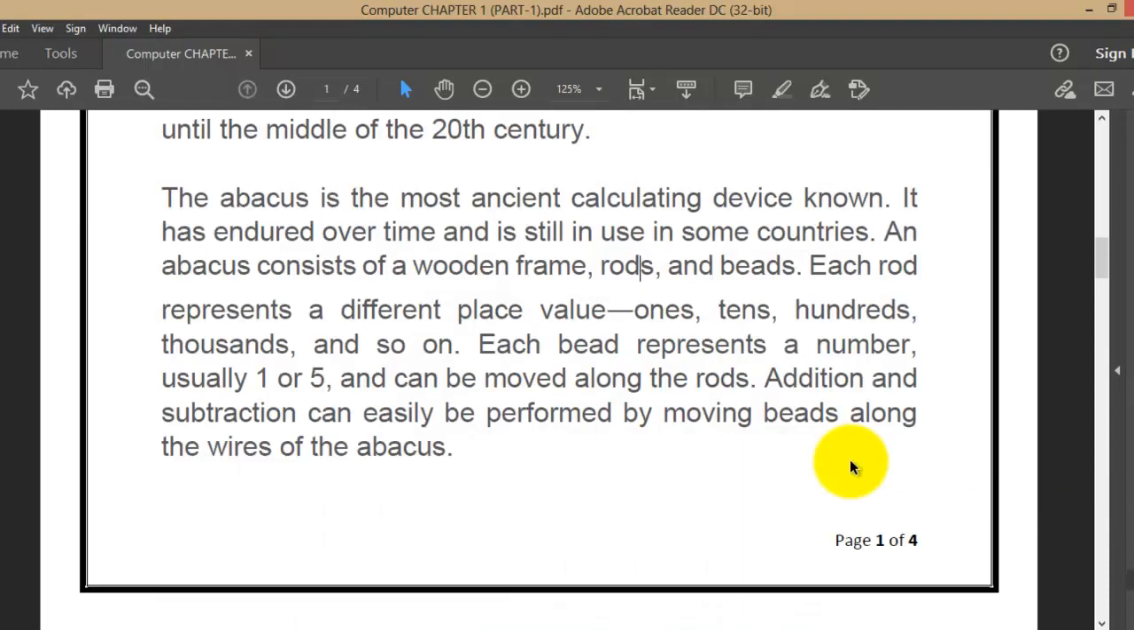So why are we using the abacus now? Because if we use an abacus, a small, simple device, it makes the calculation a little bit easier.